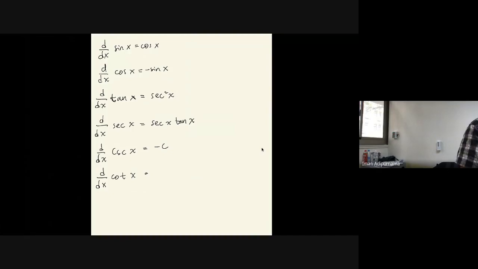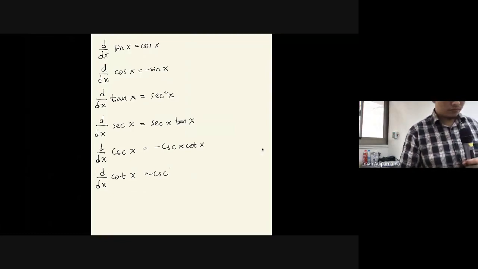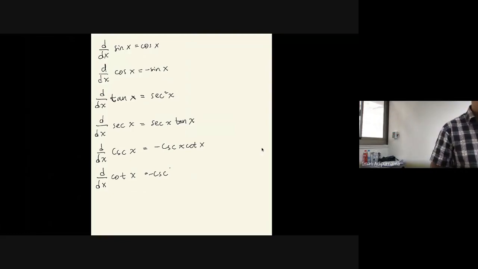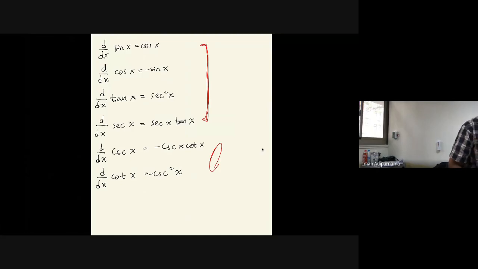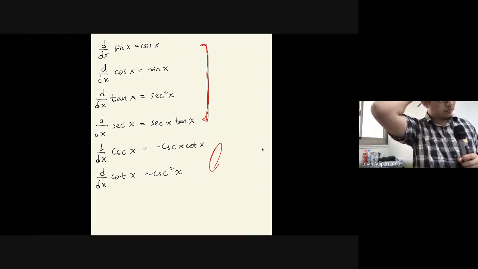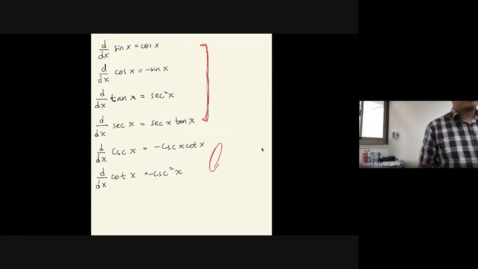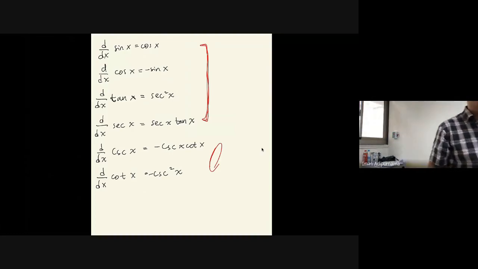But I think this 4 is useful. Okay, this 2 is not really frequently happening. Okay, that's trigonometry.